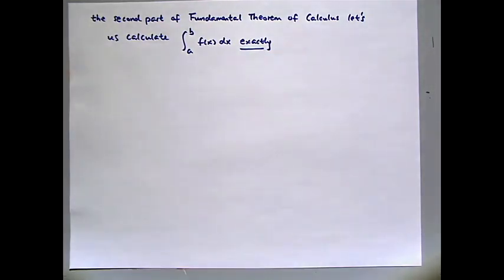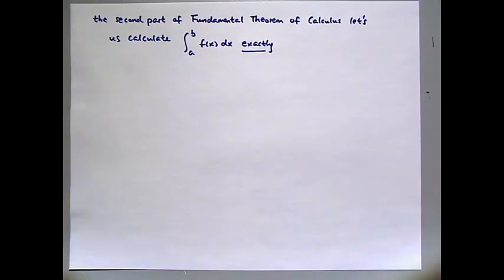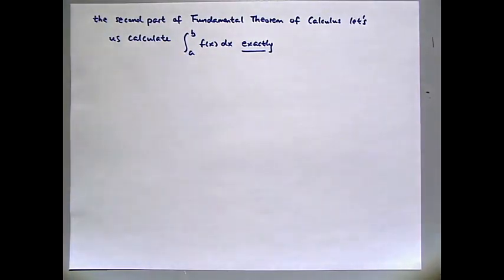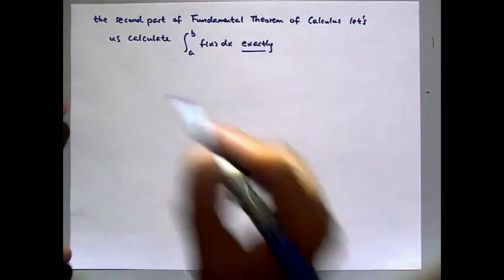A Riemann sum only gives us an approximation. It can be a good approximation, but it's never exact. If we want to find the area under a curve from A to B exactly, then that's what the second part of the theorem tells us. Let me write it down here, and then we can try to reason why this works.